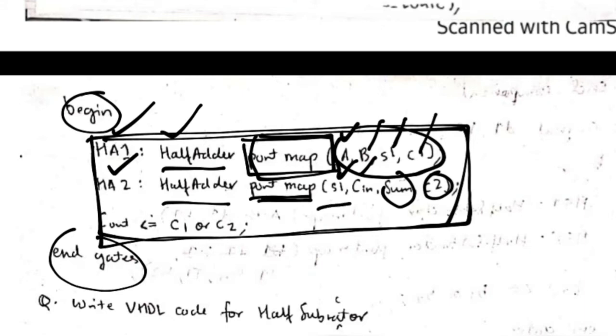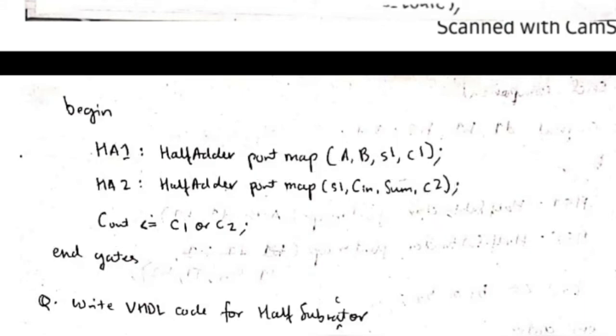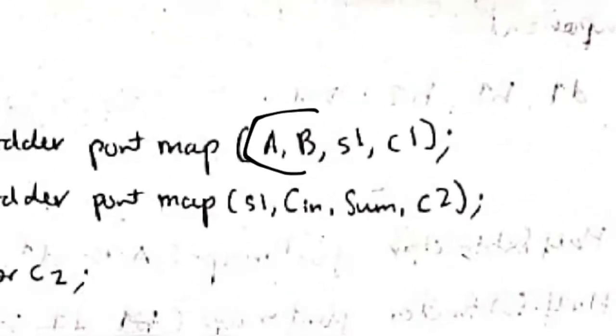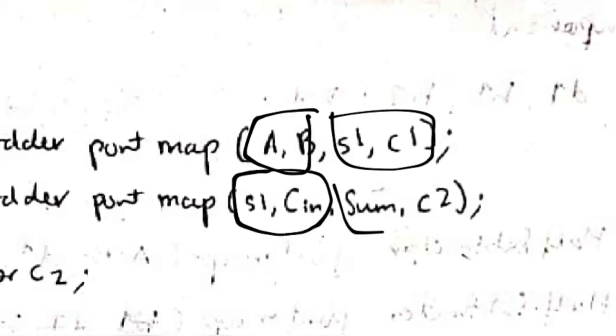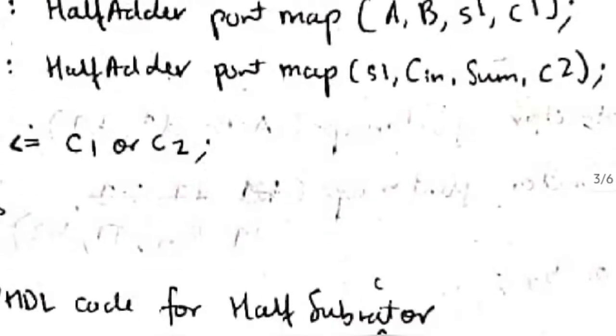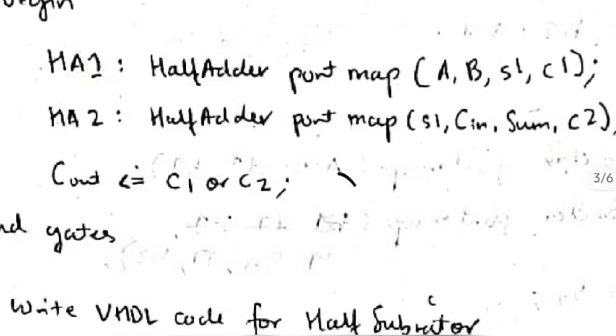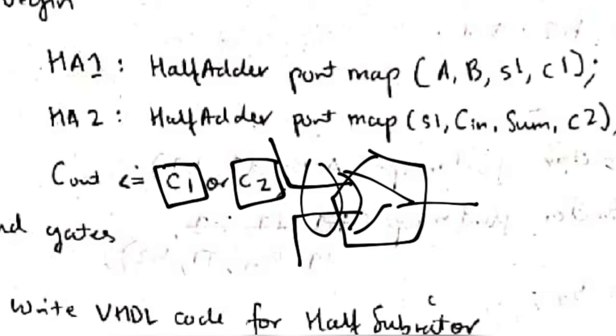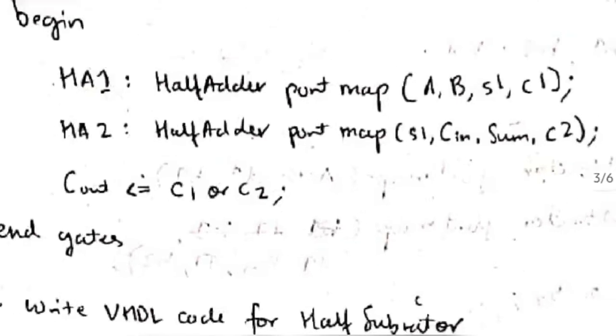How will you know what to write here? That depends on the circuit diagram. In the circuit diagram of the full adder, the first half adder has these inputs and these outputs, and the second half adder has these inputs and these outputs. So we have written it in this form. Now after getting C1 and C2, finally in the full adder circuit you will have this OR gate here. The OR gate will be C1 or C2. The carries from the two half adders come to the input side of the OR gate, and the output will be the final answer of C out. That's the code for full adder.